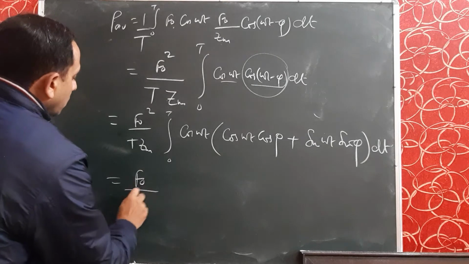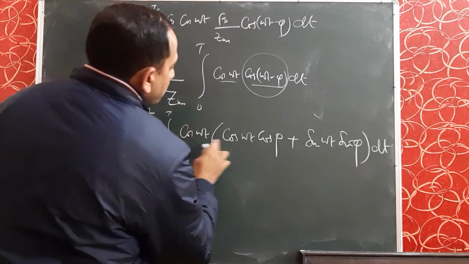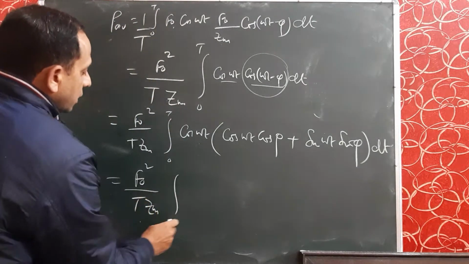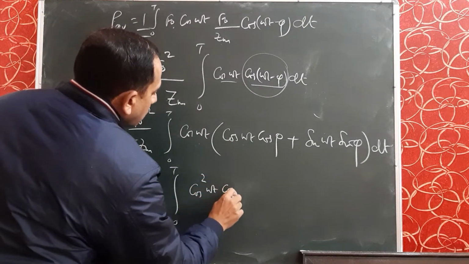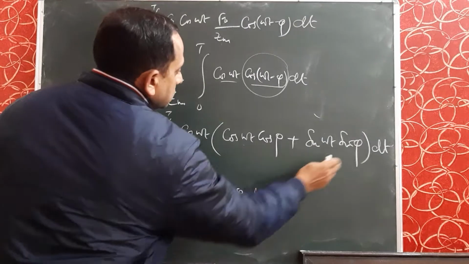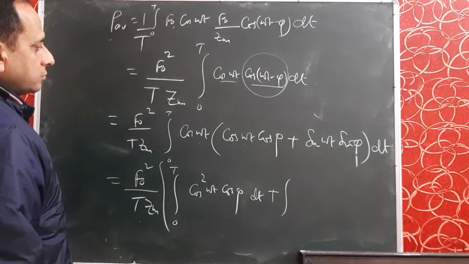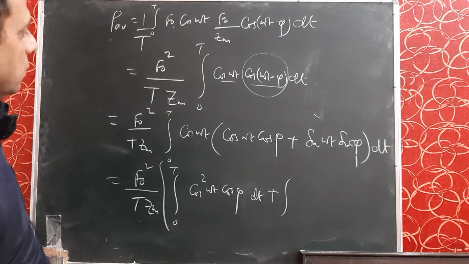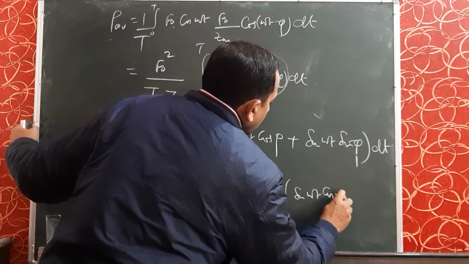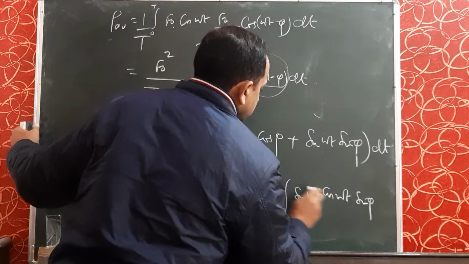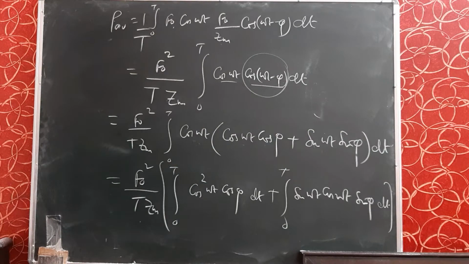Now, it will become F naught square upon T into Zm. We will separate these two terms, and it will become the integral from 0 to T of cos omega t into cos omega t, that is cos square omega t, cos phi dt, plus the integral from 0 to T of cos omega t sin omega t, that is sin omega t cos omega t, into sin phi dt. There are two terms.